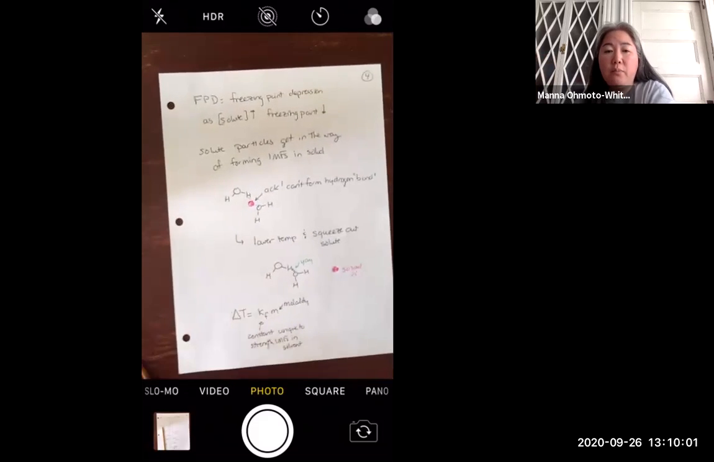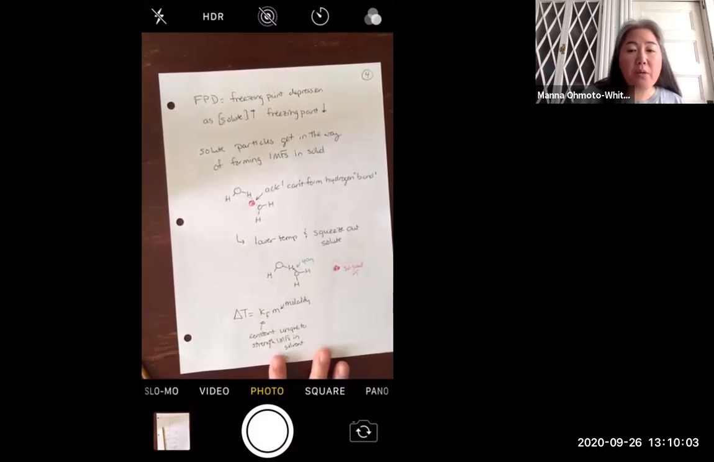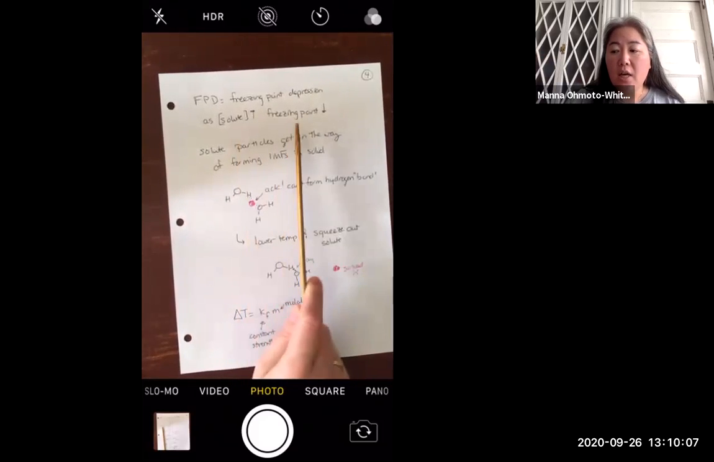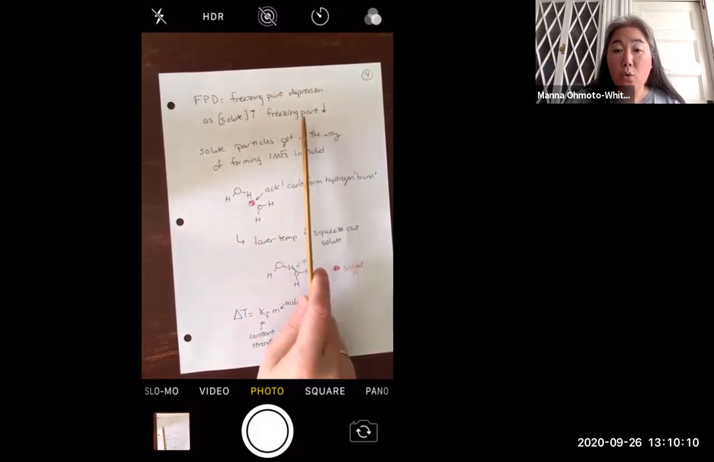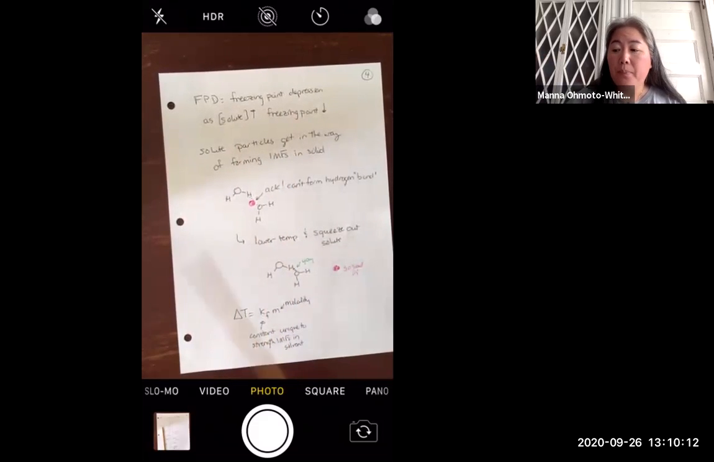The third colligative property is FPD, or freezing point depression. As my solute concentration increases, my freezing point goes down, or depresses. And this has to do with the fact that the solute particles get in the way of forming IMFs in the solid. So remember, when you have a solid, you really have to work hard to make sure that your IMFs are at this perfect spot. So the way the molecules are oriented with one another makes a big difference.